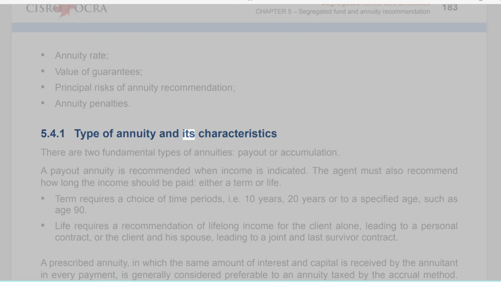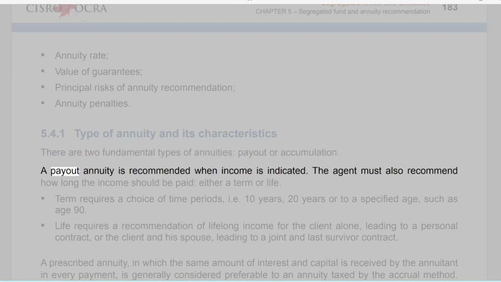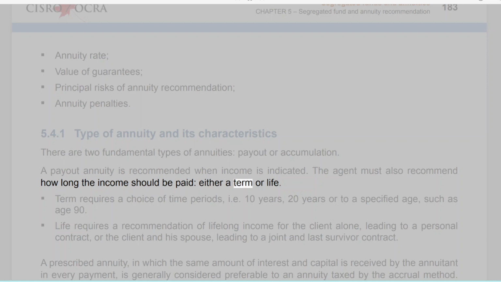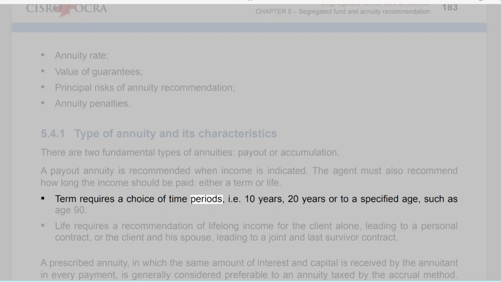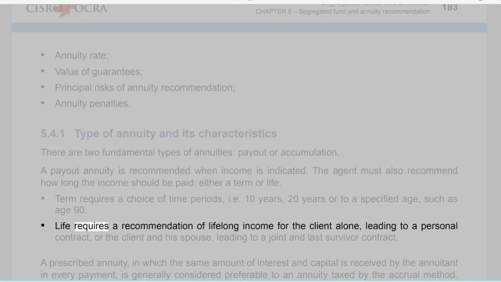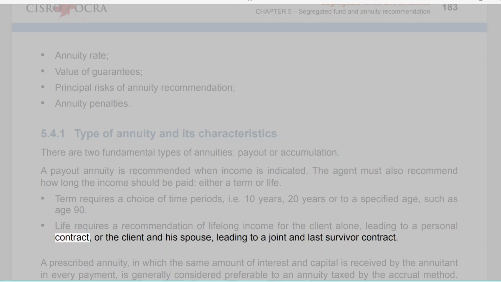5.4.1 Type of annuity and its characteristics. There are two fundamental types of annuities: payout or accumulation. A payout annuity is recommended when income is indicated. The agent must also recommend how long the income should be paid, either a term or life. Term requires a choice of time periods, i.e. 10 years, 20 years, or to a specified age, such as age 90. Life requires a recommendation of lifelong income for the client alone, leading to a personal contract, or the client and his spouse, leading to a joint and last survivor contract.